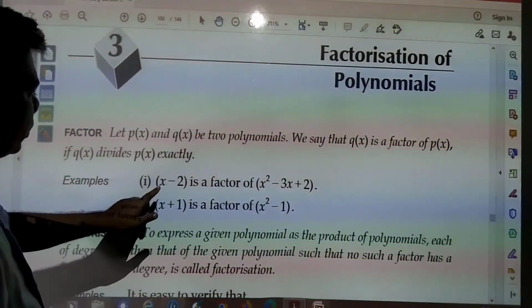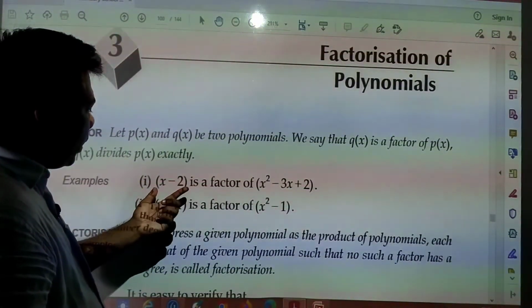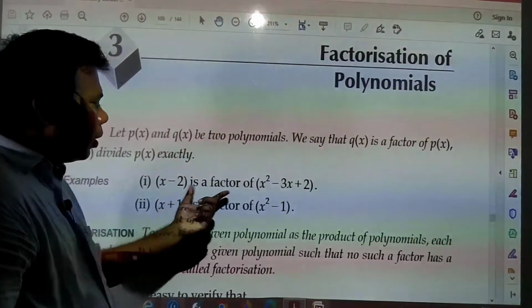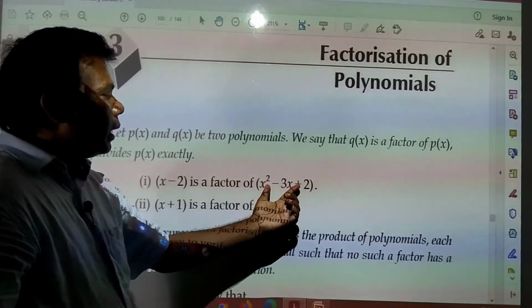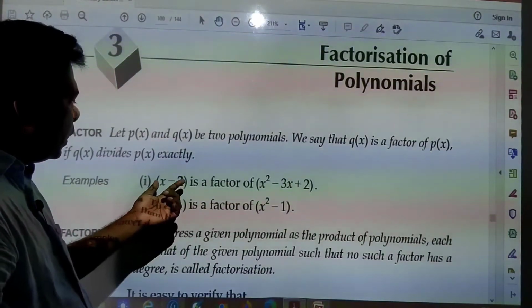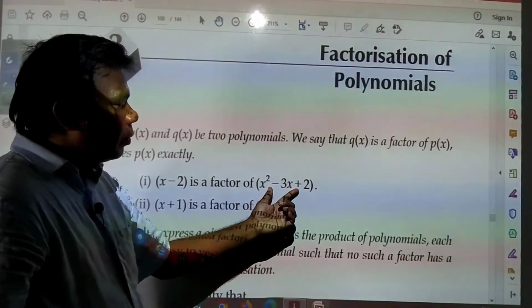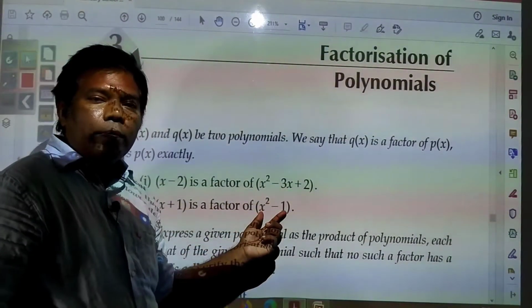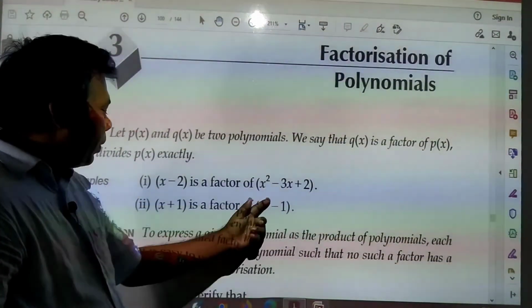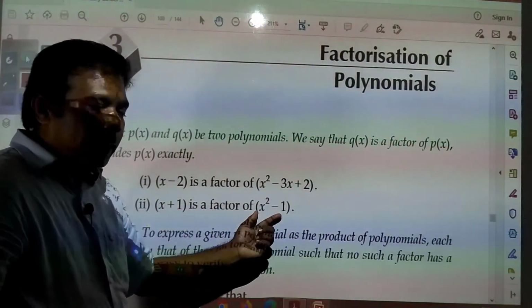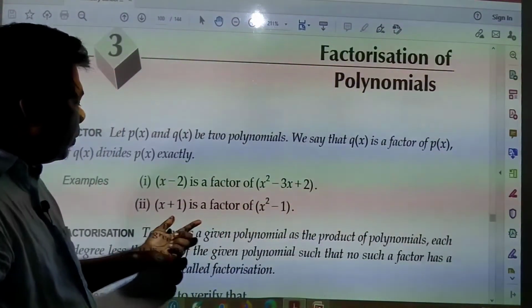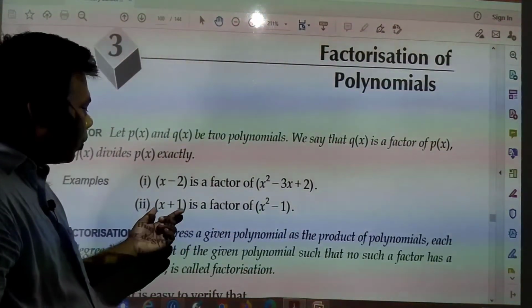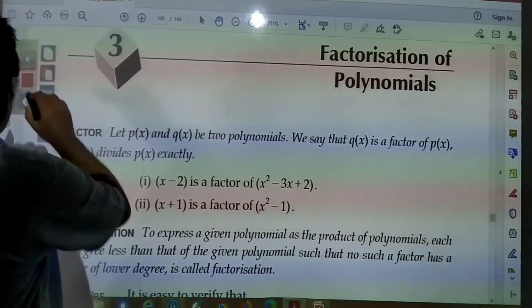You have understood this sentence. Suppose you have two polynomials, x minus 2 as Q(x) and x square minus 3x plus 2 as P(x). If this polynomial is divided exactly by this polynomial, then this polynomial will be called a factor of the other. x plus 1 is a factor of x square minus 1. If x square minus 1 is divided by x plus 1 and it divides exactly, leaving no remainder, then it will be called a factor of the given polynomial. So x plus 1 will be called a factor of x square minus 1.